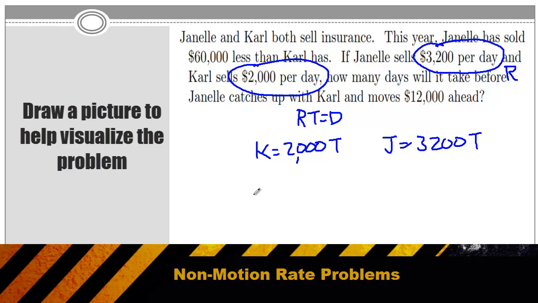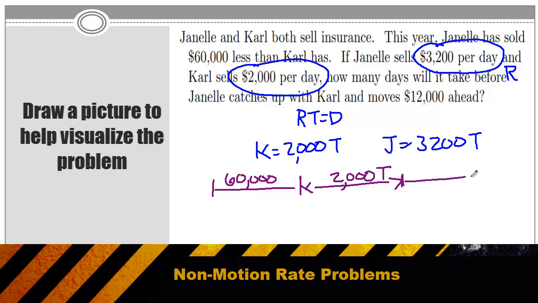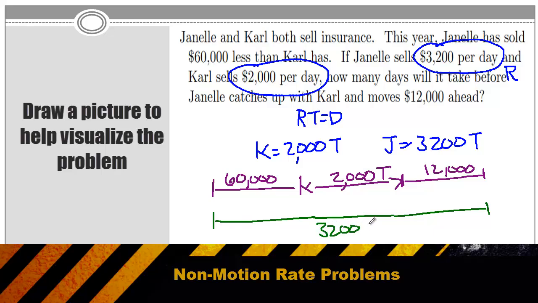Now we look at what Janelle is trying to accomplish. She's starting behind Carl. In fact, she's starting way behind Carl. She's starting back by $60,000. So her goal is to catch up to Carl. And then she's going to have to make up all the distance that he's traveled while she was trying to catch up. So his distance is going to be 2,000 times the time he was working. And then Janelle wants to pass him by another 12,000. So we can see that Janelle's path has to go 60,000, then 2,000 t, and then another 12,000. And all of that is going to be equal to her rate times her time, or 3,200 times time.